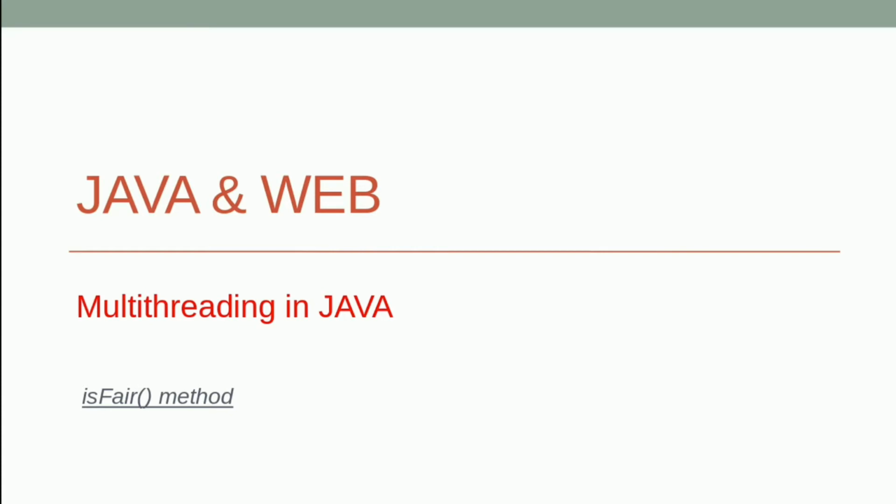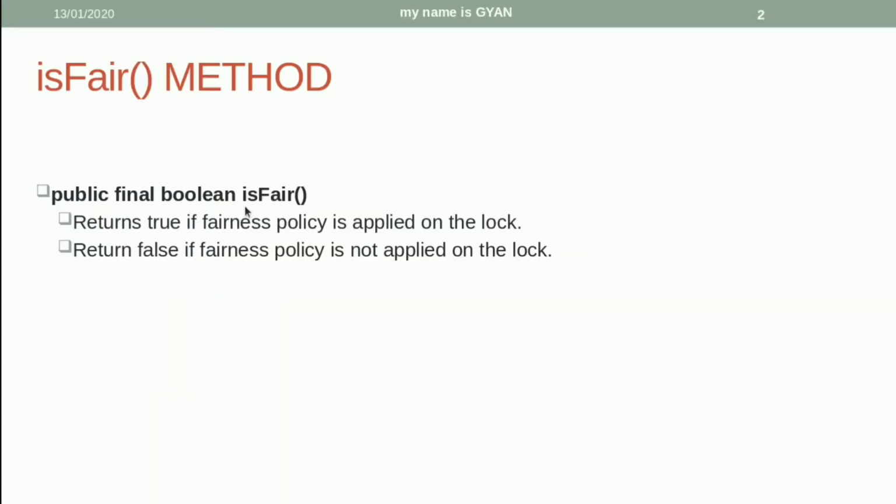In this video we will learn about isFair method of the ReentrantLock class. The isFair method is a public and final method which returns boolean. It returns true if fairness policy is applied to the lock.